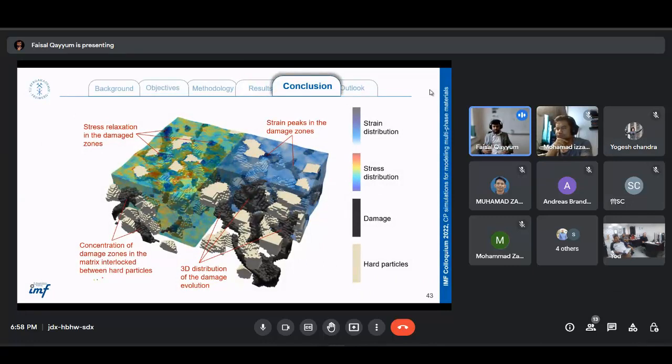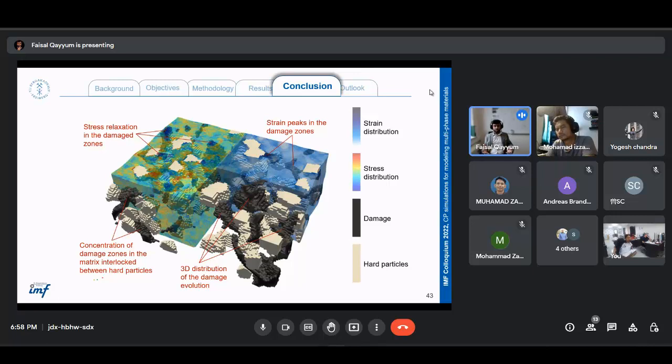So we can see some damage incidents on the surface. We see that there is a significant amount of stress relaxation on the surface due to the damaged zones below the surface. There are very high strain peaks around the inclusion particles on the surface, which is observed, but it is influenced by the overall damage zones below the surface.